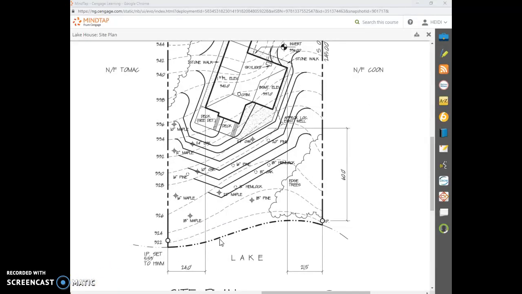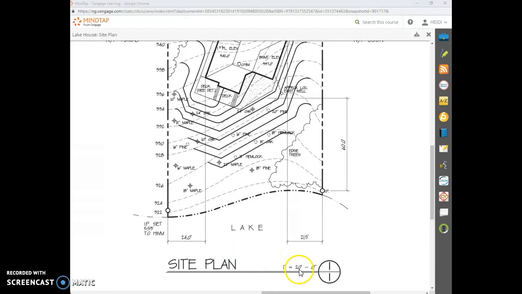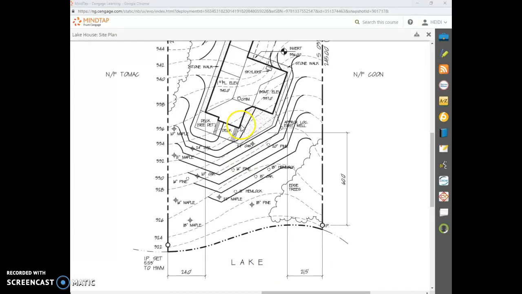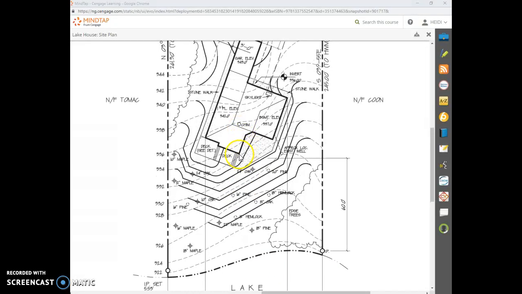For question number 5, it says, what is the finished grade elevation at the tree nearest to the lake house? In order to do this, you have to find out which tree is closest to the lake house. So you're going to want to use the drawings that came with your drawing pack so that you can scale them. The scale of this is 1 inch equals 20 feet. You're going to lay that scale so that you measure from the edge of the house to the trees to find out which tree is closer. We see that we have a 24-inch oak and a 10-inch maple. They're both approximately 12 feet from the house when I measured them.